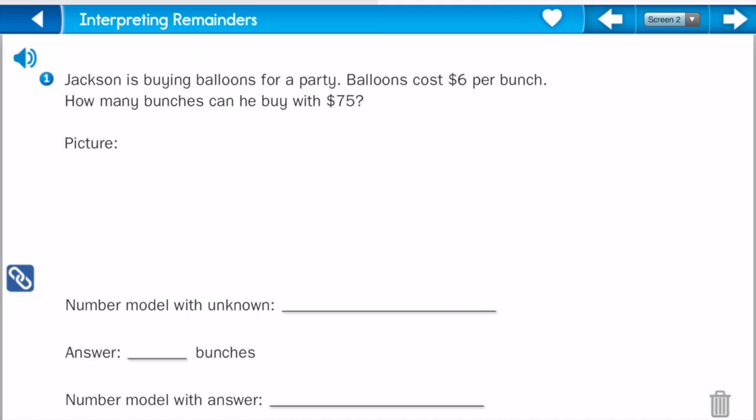All right. So Jackson is buying these balloons. And so first thing we're going to do is our number model. So I'm looking at my numbers and I know that I'm going to do 75 divided by 6 equals B for bunches, okay? Now we need to draw a picture to find out how many bunches he can buy with $75, okay?